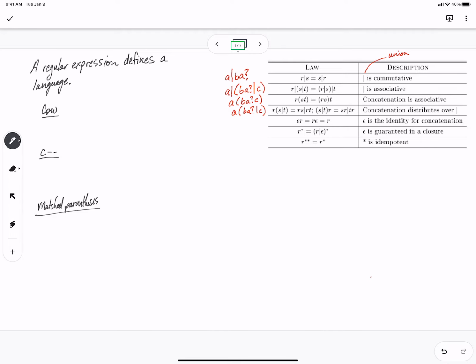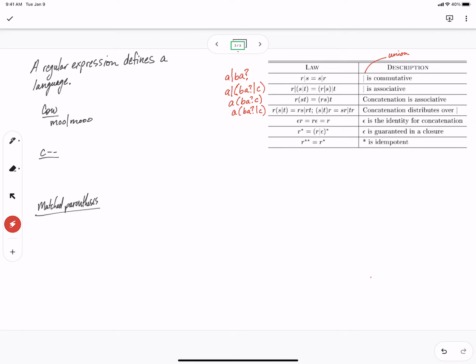Regular expressions define languages. So let's start with a couple of examples. Let's define a language of things cows say. So we know that a cow says moo, but maybe a cow might say it a little bit longer. They might say mooo. Okay?